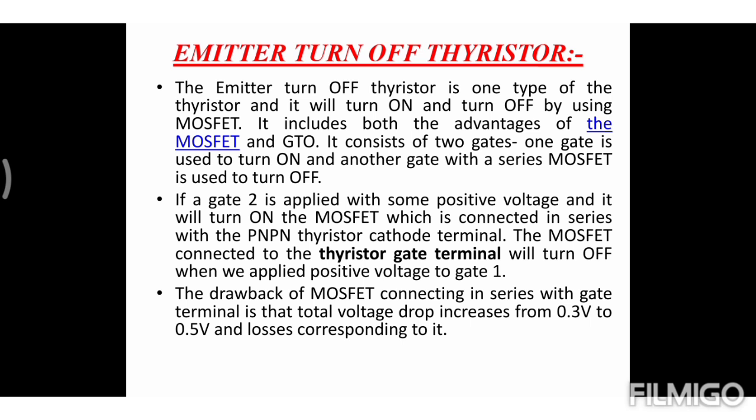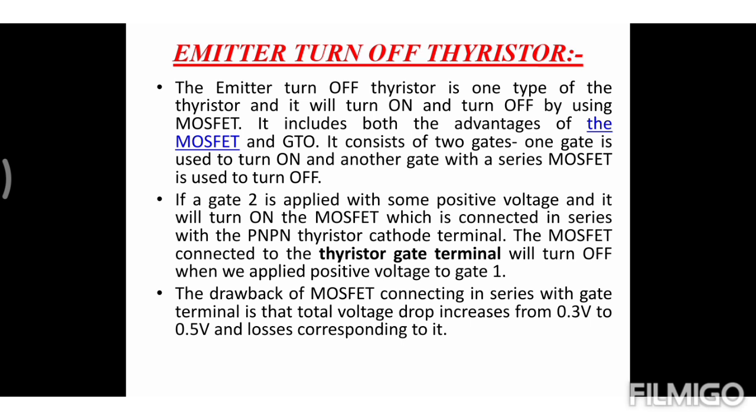Next, when we apply the gate pulse connected to the MOSFET, at that time the emitter turn off thyristor is going to be turned off. This is the working of the emitter turn off thyristor. And the drawback of this thyristor is that the MOSFET is connected in series with the circuit.